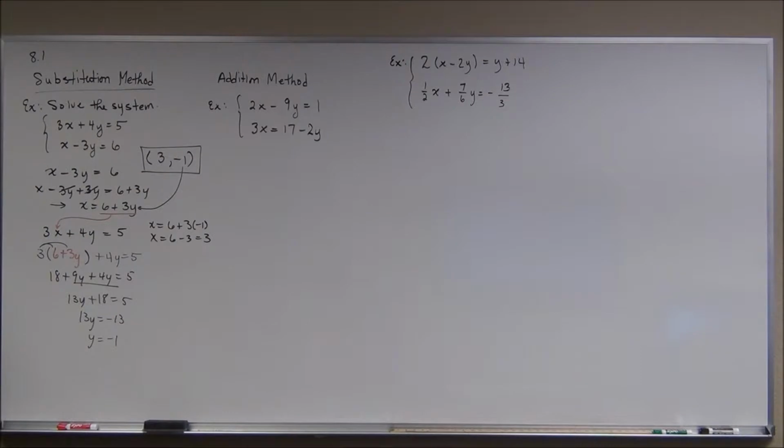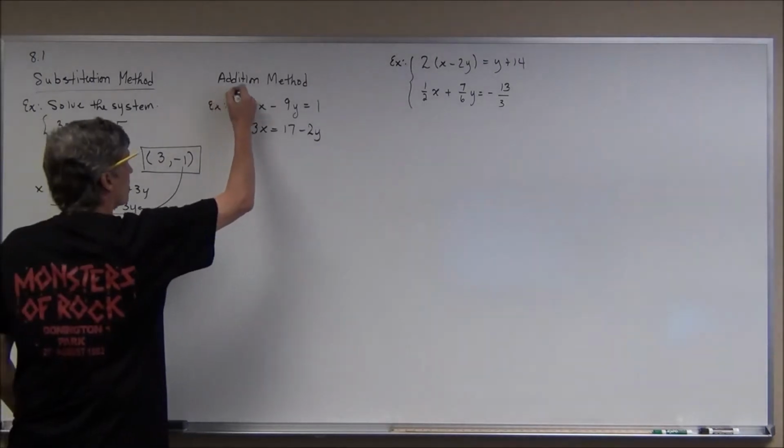You can check your work by taking this ordered pair and plugging it into both equations. If it satisfies both equations, it's a good answer. You can do it on paper, I'm just going to do it in my head. 3 times 3, 9, plus 4 times negative 1, negative 4, equals 5. Yes, it does. 3 minus 3 times negative 1, that'd be 3 plus 3 equals 6. That's a good answer. Now over here, I'm going to use the addition method.